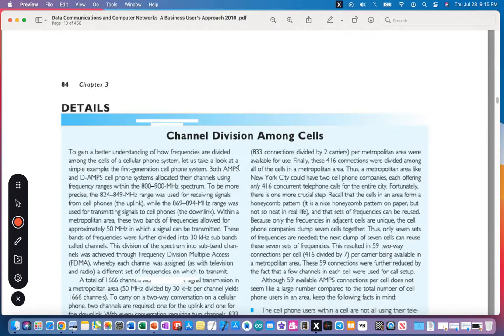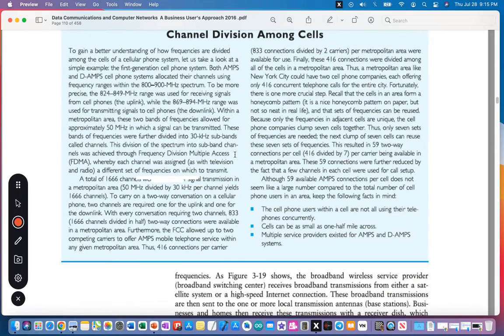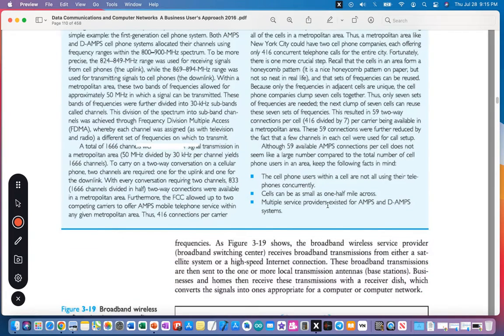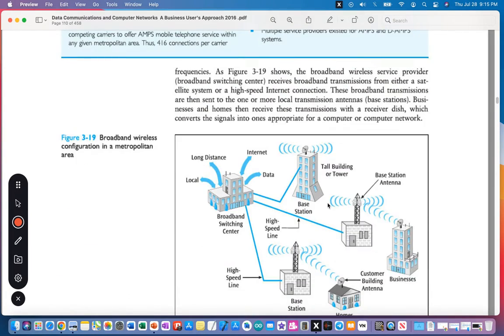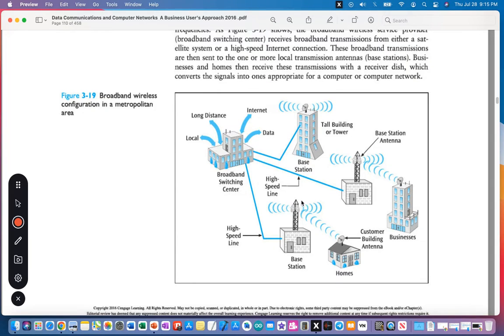So now we're going to talk about channel division. Okay, so this is for more details. It's about the cellular system. It's really interesting how to divide the area into cells, then group the cells into clusters, then divide the total number of channels over the clusters, and the like. And here, broadband wireless configuration in a metropolitan area. How can we see that?